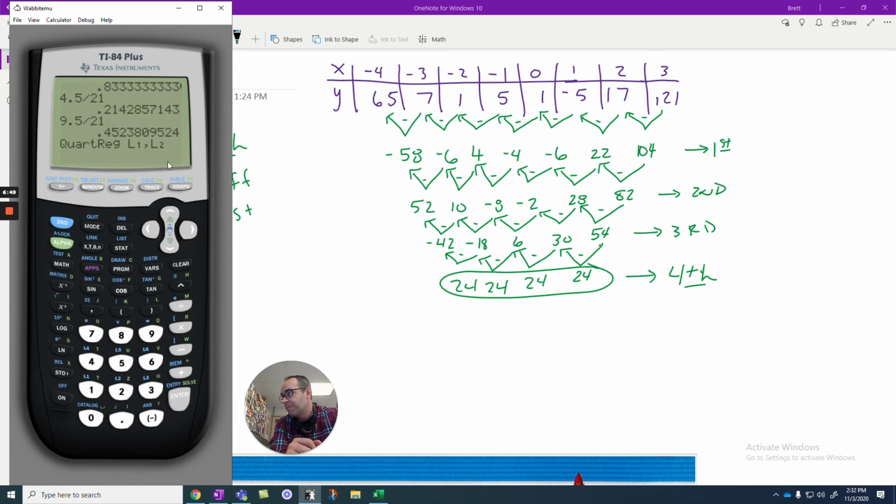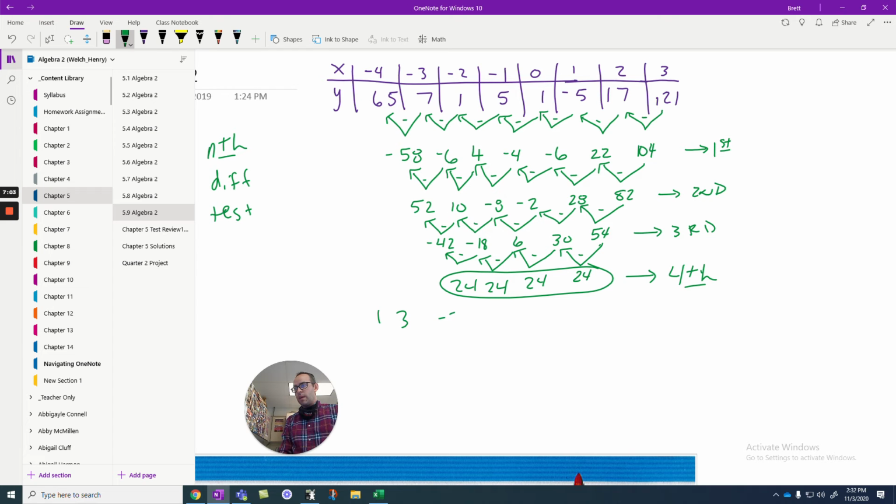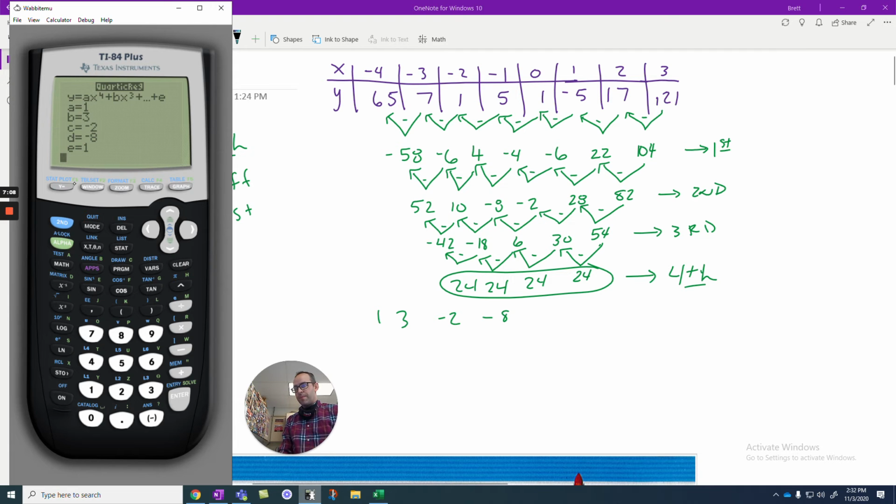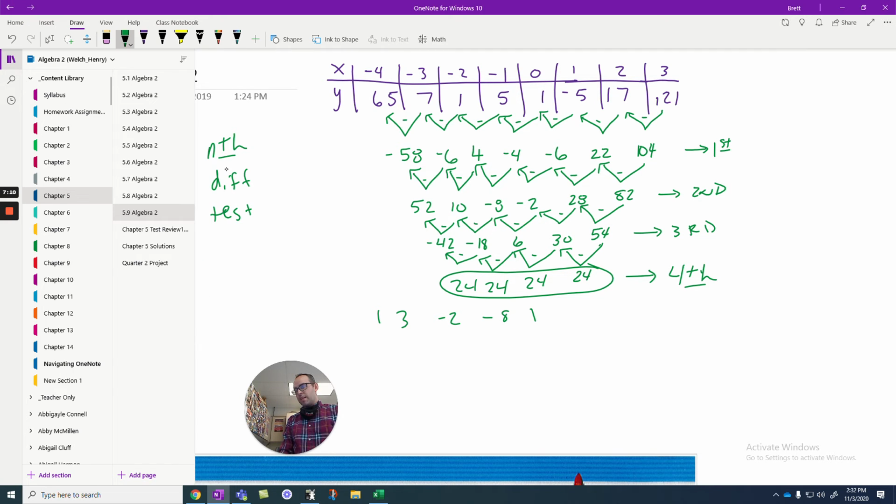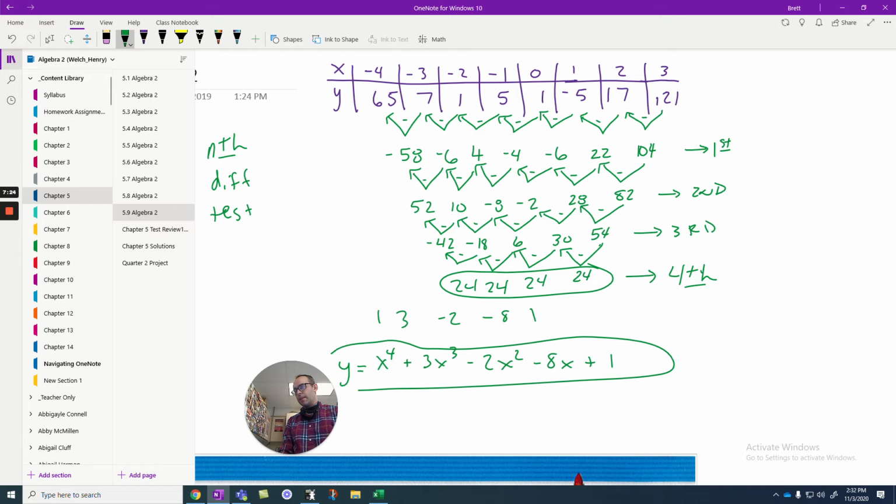We're going to enter down. It gives us an A, B, C, D, and E, because A is x to the fourth, and we work our way down. So 1, 3, negative 2, negative 8, 1. I'm going to write that down real quick. 1, 3, negative 2, negative 8, and 1. That means I have x to the fourth plus 3x cubed minus 2x squared minus 8x plus 1.